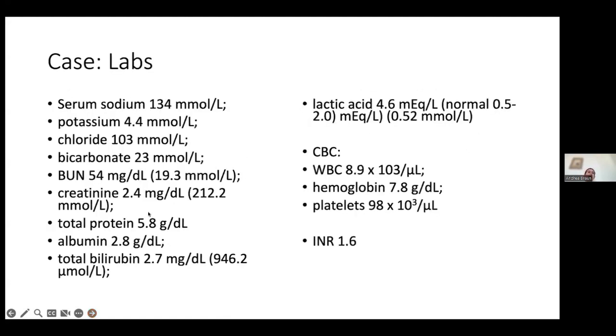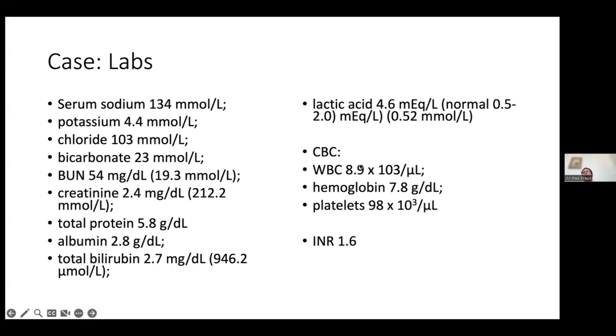And you get some labs, and those are the labs here. So sodium is 134, potassium 4.4, chloride 103, bicarb 23. BUN is 54 milligrams per deciliter or 19 millimoles per liter. Creatinine is 2.4 milligrams per deciliter or 212 micromoles per liter. Protein is 5.8, albumin 2.8, normal would be 4. Bilirubin is slightly elevated, 2.7 milligrams per deciliter or about 950 micromoles per liter. Lactic acid is elevated, it's 4.6 milliequivalents, normal would be less than 2.